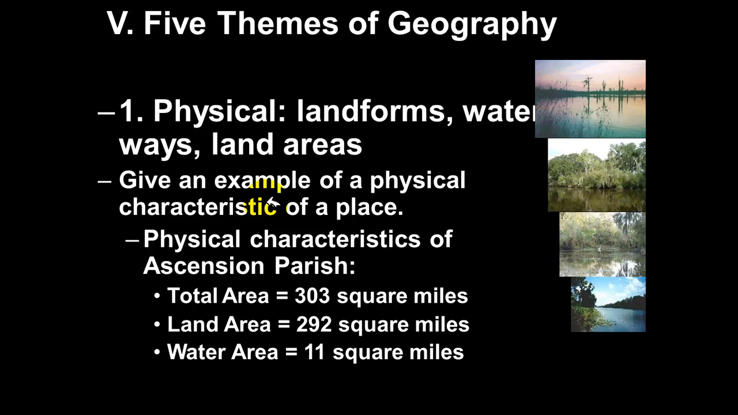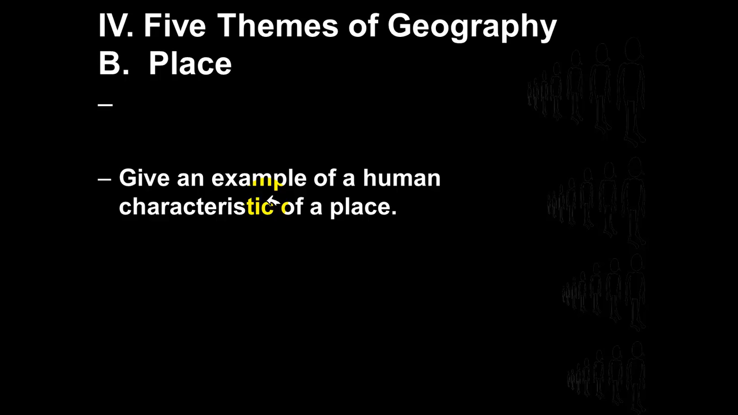So let's talk about where we are now. The characteristics of Ascension Parish. How do we describe us as a place? Well, our total area equals 303 square miles. The land area is 292 square miles, and there are 11 square miles of water area.